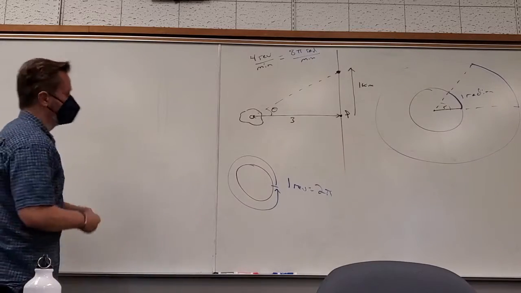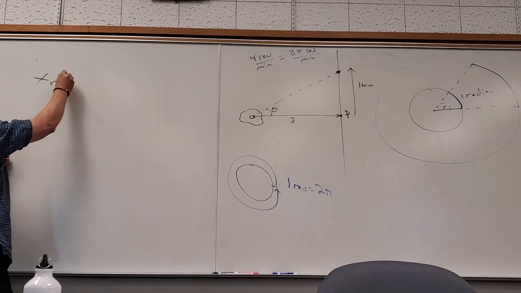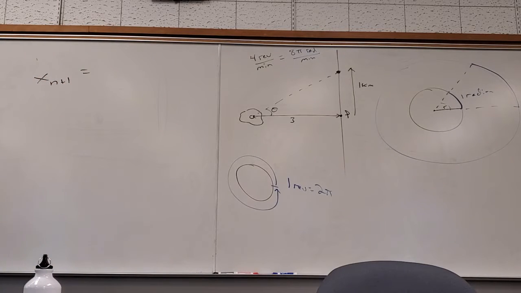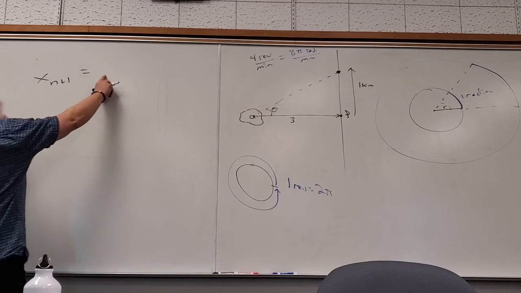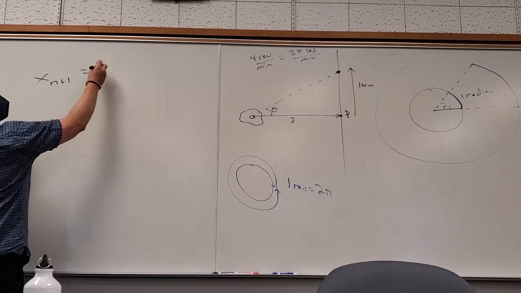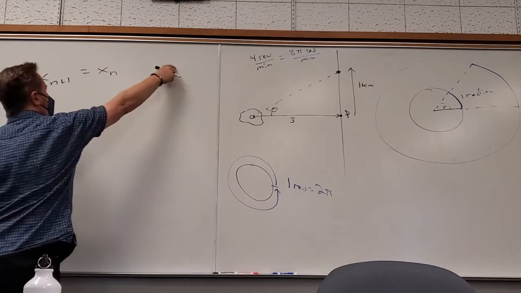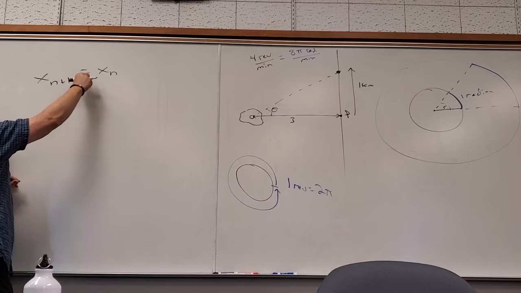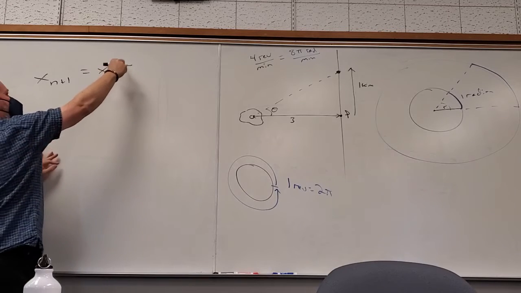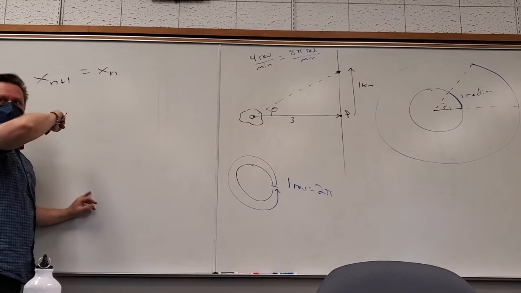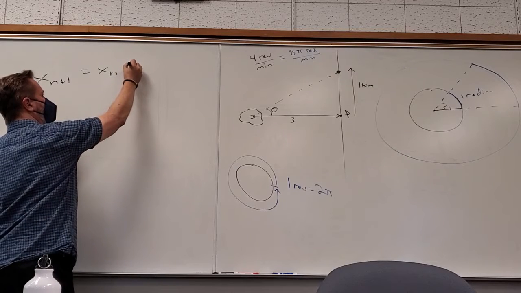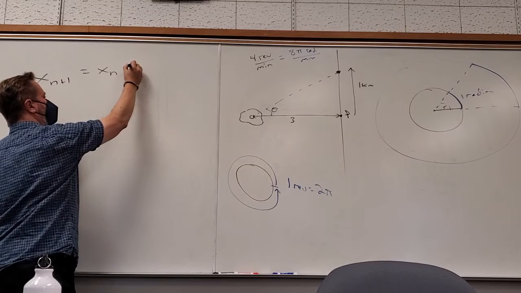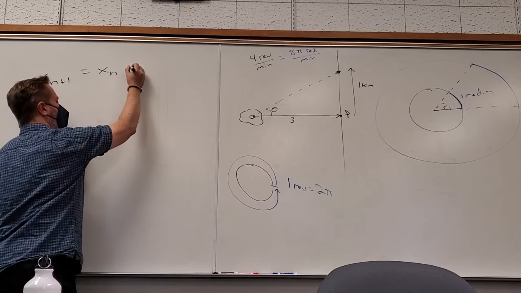Yeah, I'll start it off. What goes here? Anybody know? x sub n plus 1. I like it. So my next better guess is going to be the first guess, or this guess, adjusted. Well, how do I adjust it? Minus?